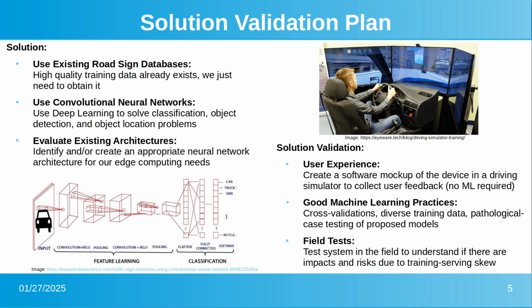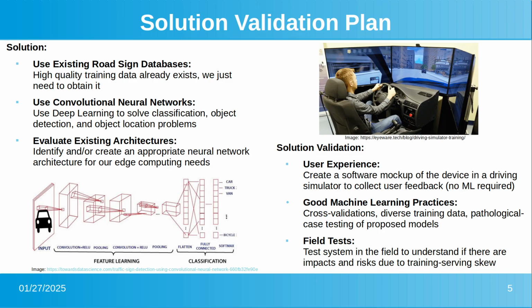For validating the solution, we want to collect user experience data through a mock-up in a simulated driving environment. For this mockup, we don't need any machine learning since the simulator knows where all the road signs are in the simulated environment. We can simply write code to display these images in the rear view mirror area of the simulator. And we would use this to get feedback from drivers on what they like about this system, what they would hope to see improved, and so on.